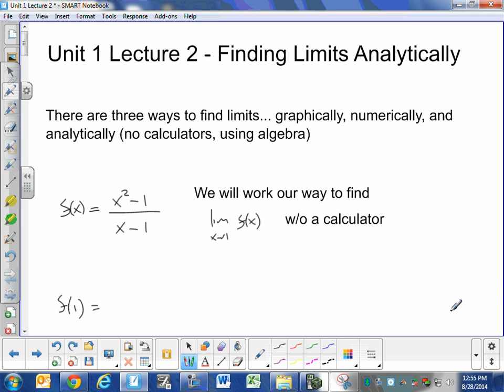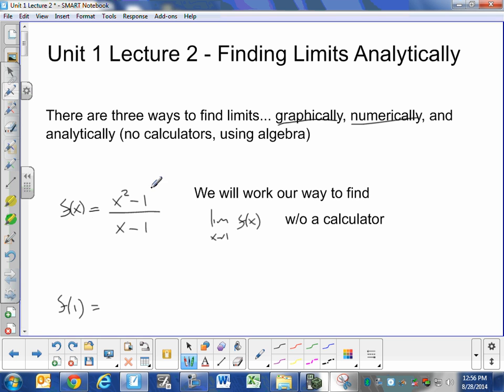So today we're going to be finding limits analytically. There are three ways to find limits. We kind of dealt with finding limits graphically, just seeing the picture. Numerically, using a calculator, kind of plugging in inputs close to where we're looking at. Today is analytically. And today and Monday will be two different lessons on finding limits analytically.